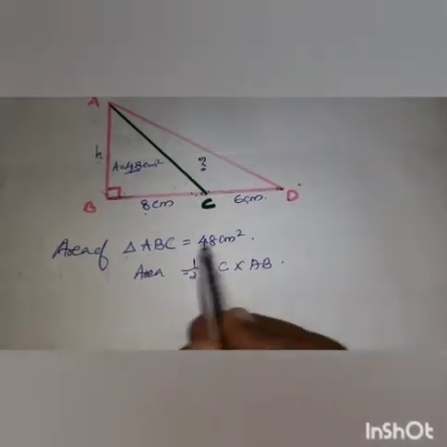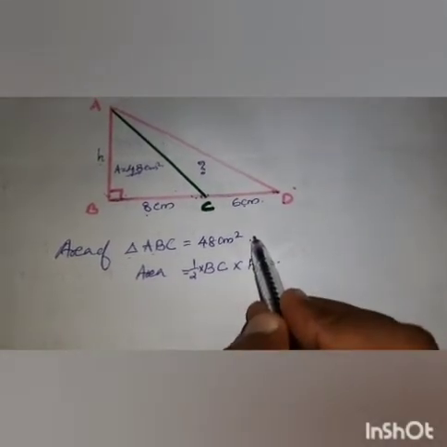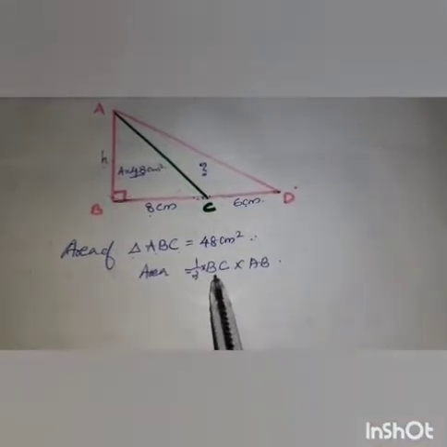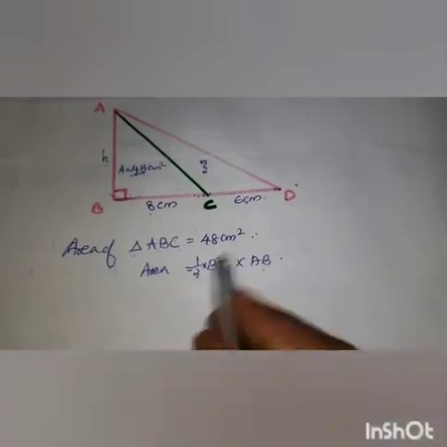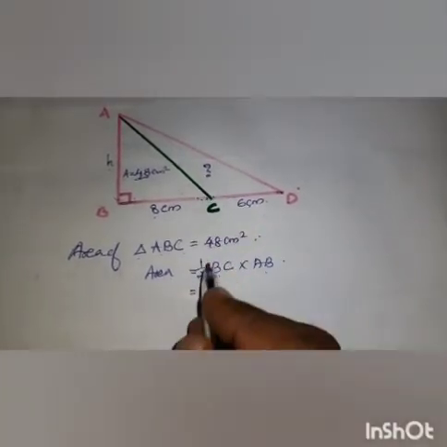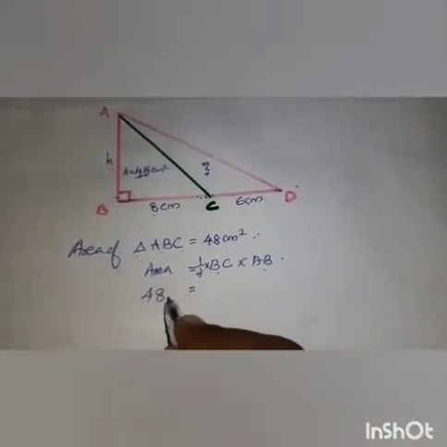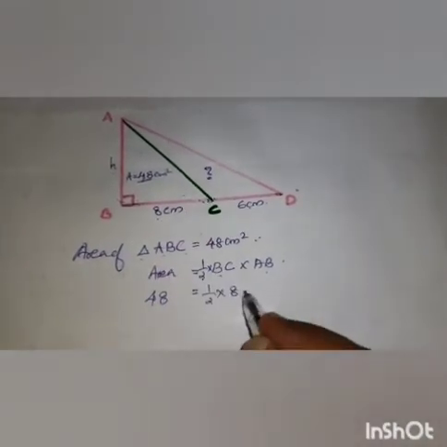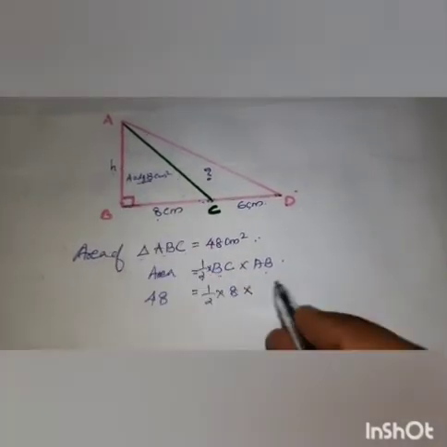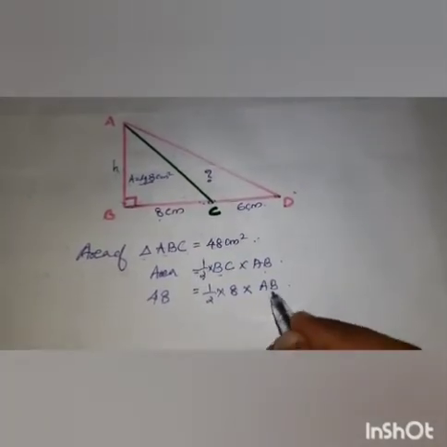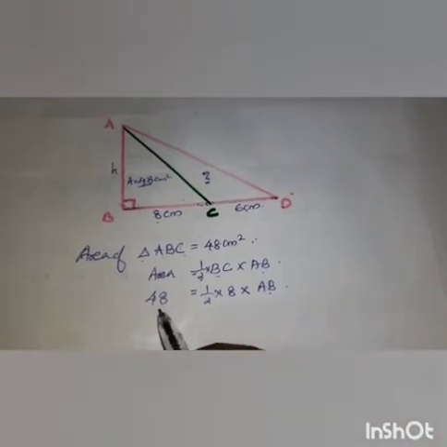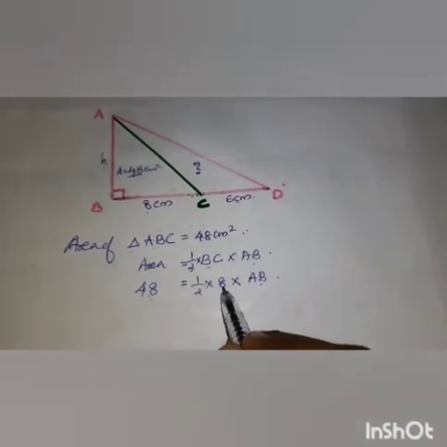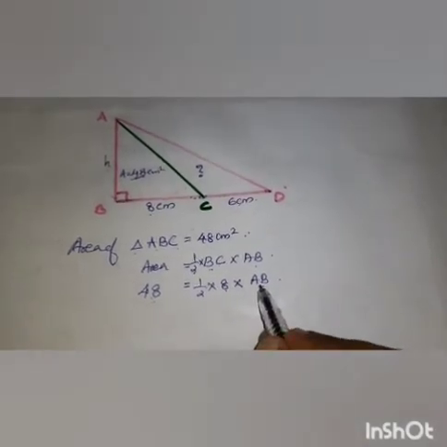So area of triangle ABC is given in the question, that is 48 centimeter square. And what is the area of triangle? Half into base length BC into AB. Here area is already given, how much? 48 centimeter square. Then half into BC, we know it is 8 centimeters. AB is not given, so we have to find out AB first using this area. Instead of area write 48. BC is 8 centimeters. AB we have to find out.